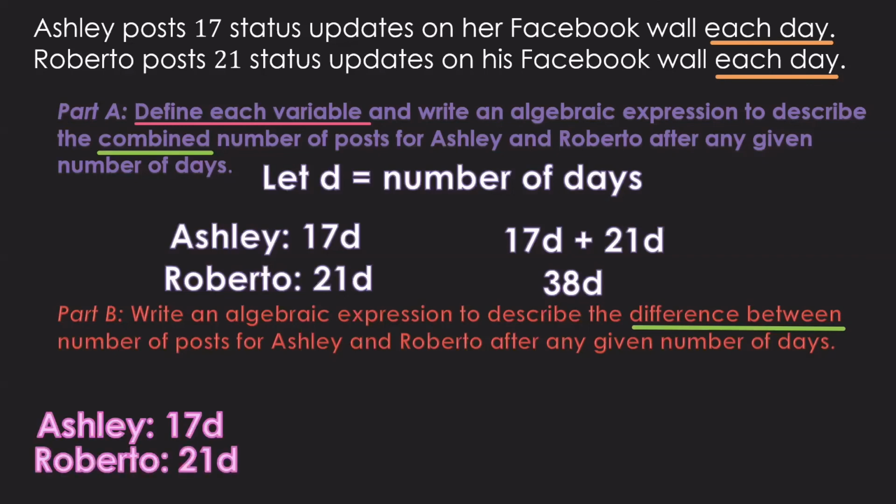Could I have a negative amount of posts if I just did Ashley minus Roberto? No, I can't. So since this is not an order situation, you want to know just how far apart those two numbers are. So you're going to subtract them, but you're going to put Roberto first. Okay? When you combine that, you should get 4D.